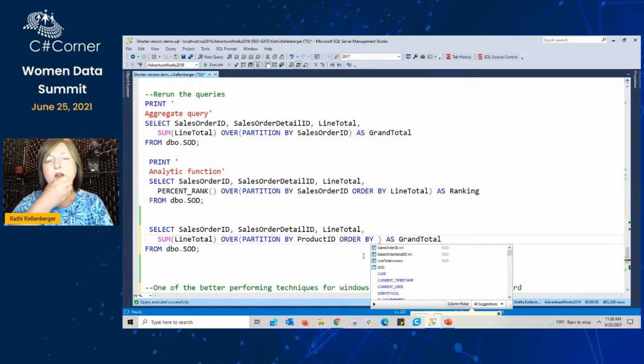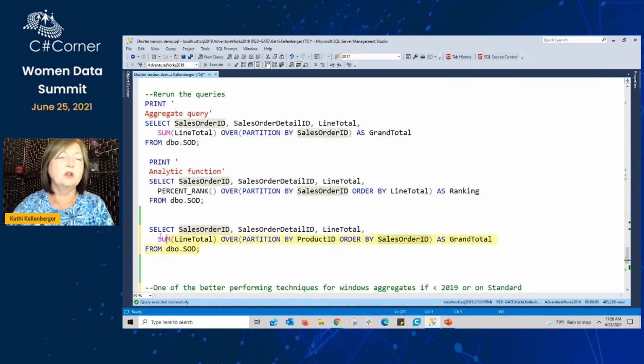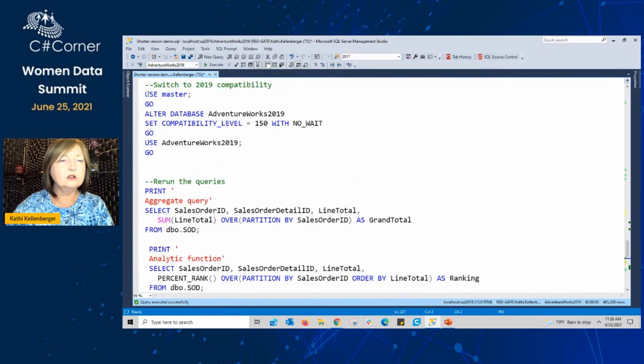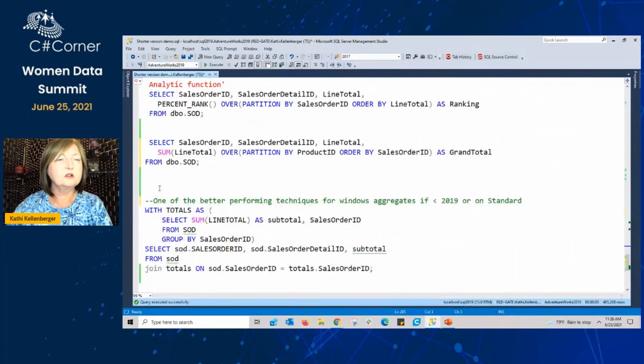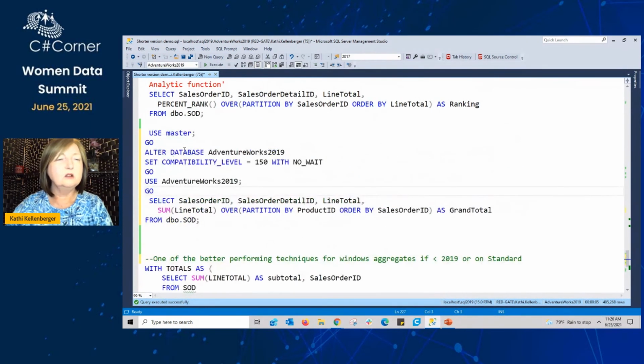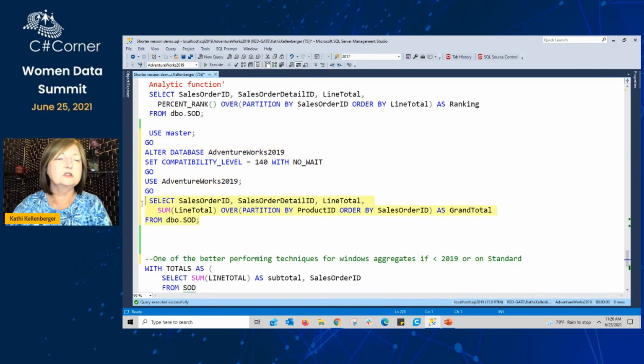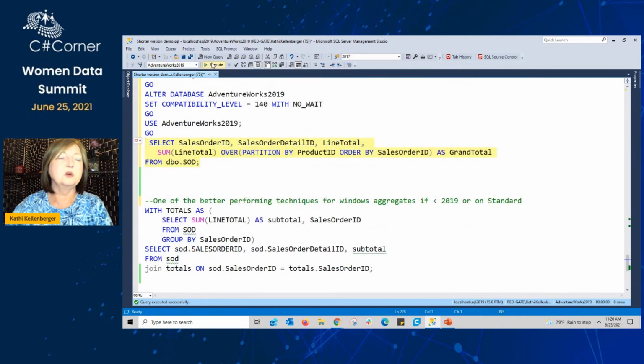Order by sales. Okay, let me just run this one. I'm going to switch back. Let me just grab that code. Change that to 140. Well, I'm going to change back to 2017 for a second. I'm going to run this one. Whoops.